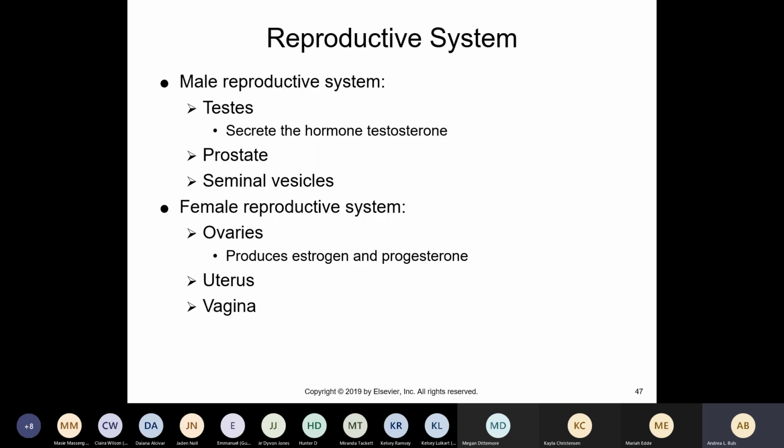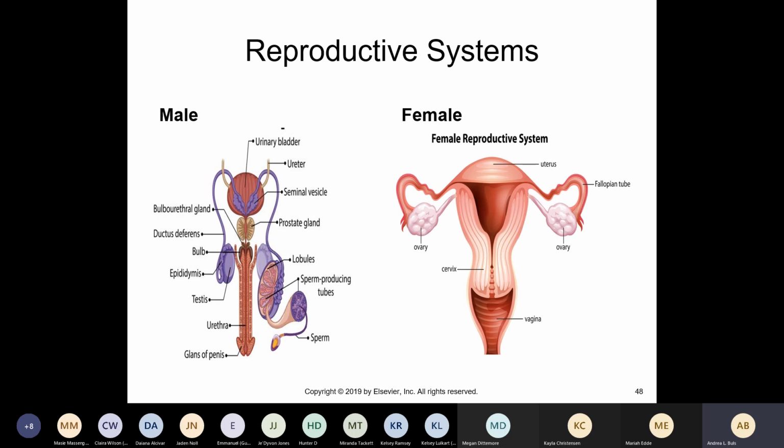Reproductive system, male and female. The testes are the ones that secrete testosterone. There's the prostate and seminal vesicles that make up the male reproductive system. The female are the ovaries that produce estrogen as well as progesterone, the uterus and vagina. Images of those.